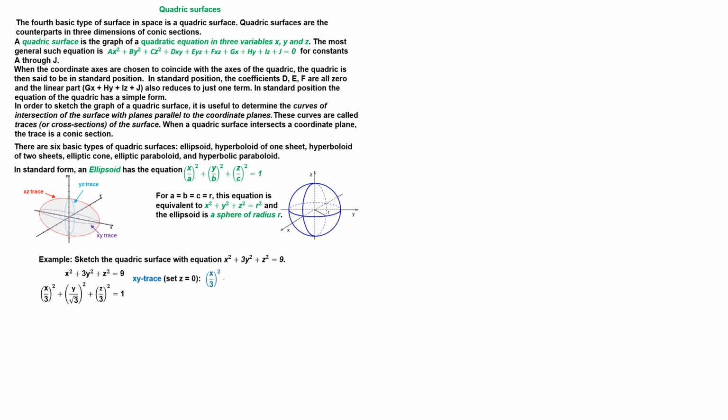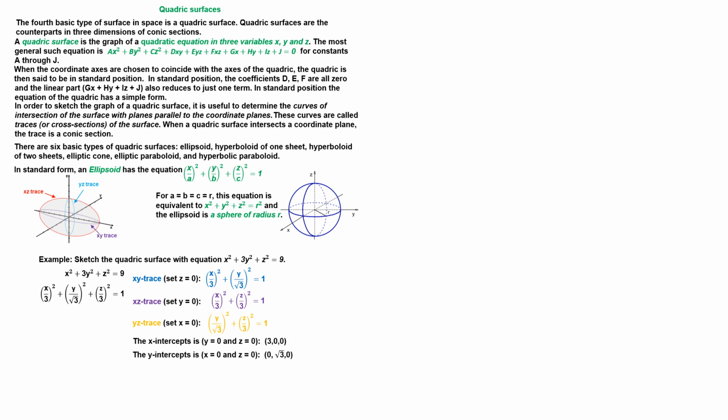To find the xy trace, you set z equals 0. To find the xz trace, you set y equals 0. To find the yz trace, you set x equals 0. Finally, you obtain the intercepts with the coordinate axes, and then sketch the elliptical traces in the coordinate planes.